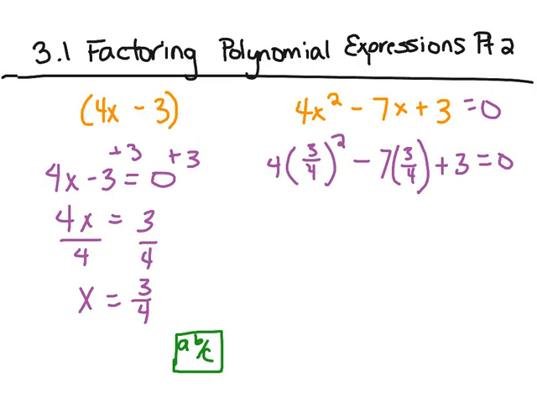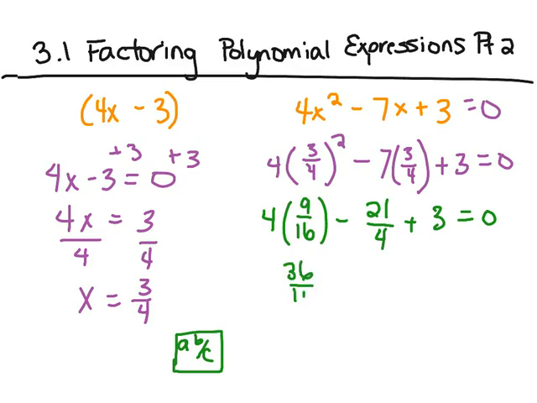If you want to show your work, this is how you show your work. So you're going to have 4 times, when you square a fraction, you square the top and you square the bottom, minus 7 times 3 is 21, divided by 4, plus 3 equals 0. Now we're going to multiply out, so 4 times 9 is 36 over 16. And now we want to make this next one have the same denominator, so we want to make the denominator 16, so we're going to times the top and the bottom by 4. So 21 times 4 is 84, plus 3 equals 0.